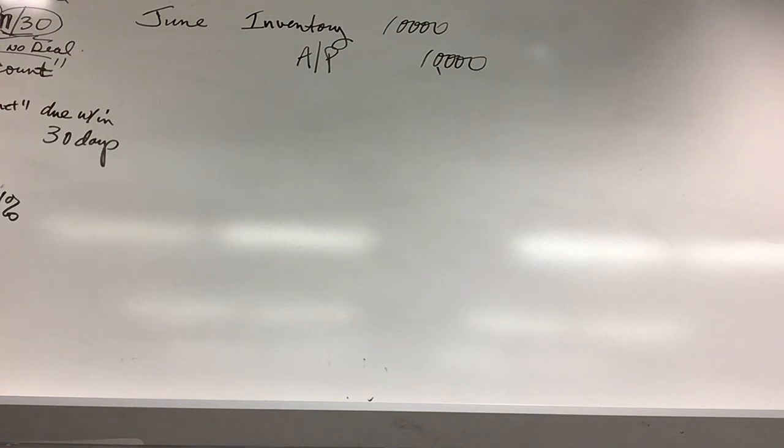So if it said 2/15, net 45, that would mean we have to pay Nike the money we owe them in 45 days. If we pay early, if we pay within 15 days, they'll give us a 2% discount off the price. Okay, that's what that means. We aren't taking any discounts in this class. All you need to know is this means on account. Okay, this means on account.